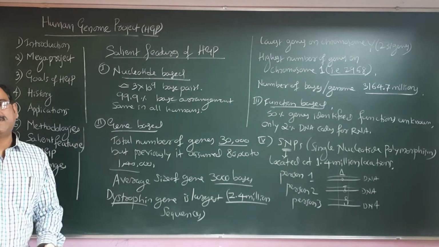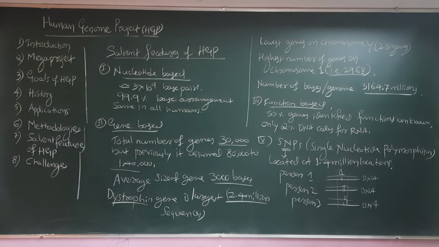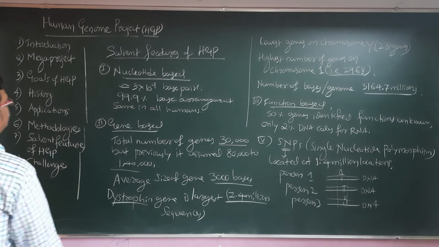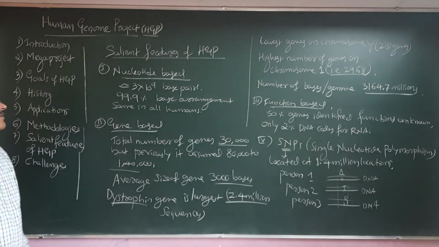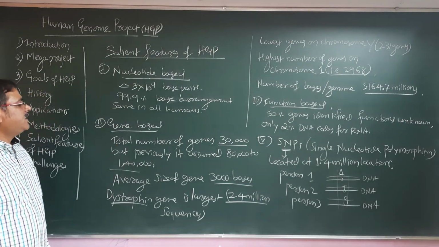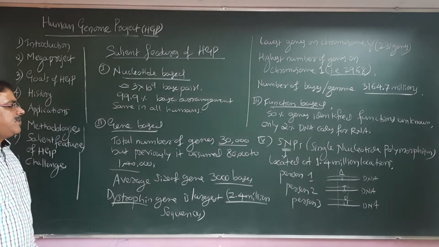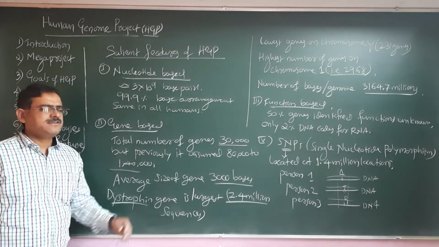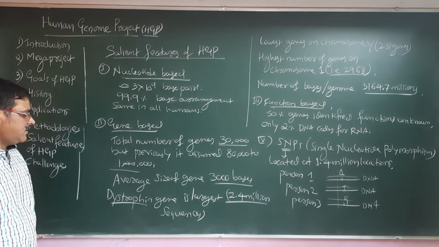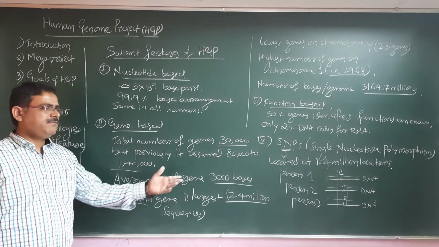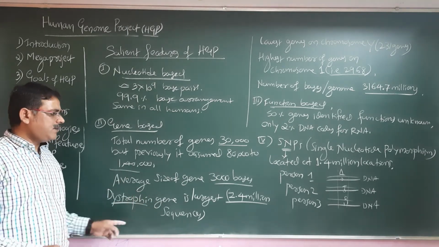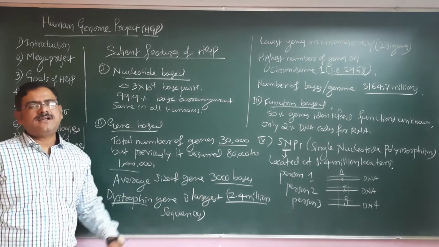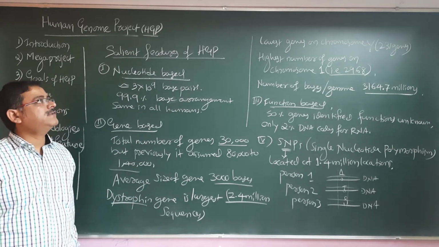So this is all about the salient features we have discussed. Nucleotide based, approximately 3 into 10 raised to 9 base pairs are there. 99.9% of the base arrangement is very much the same in all persons. And then gene based, the total number of genes is 30,000, but earlier it was estimated 80,000 to 1,40,000. The average size of a gene is minimum 3,000 bases. Dystrophin is a protein, and that protein coding gene is the largest one, having 2.4 million sequences.